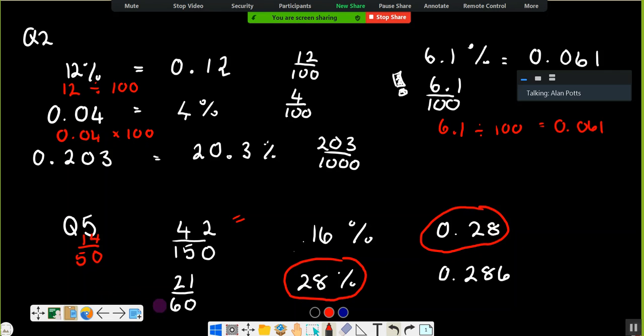14, good. So then I can go up to 100, which would make it, how many out of 100? If it's 14 from 50, it's, John? 28 out of 100, isn't it? So that is 28%. So because we've done our equivalent forms, we know that 42 from 150 is the same as these two as well.